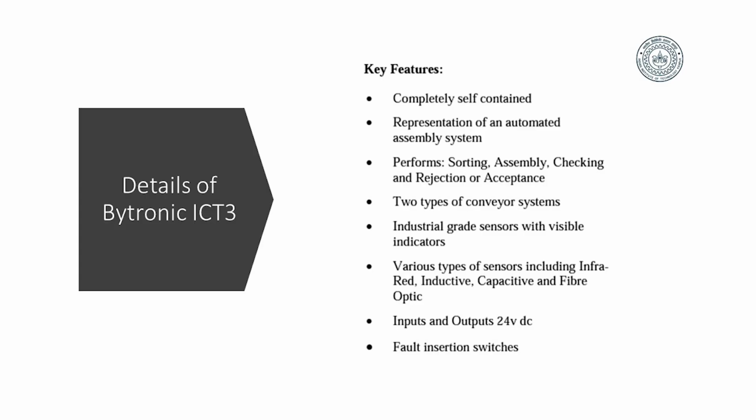So, we are using two types of conveyor systems. One is the belt that is taking the things up, and the other is the bed on which everything that is assembled is moving. We are using industrial grade sensors with visible indicators. So, there are lights that glow and tell you whether it is on or not, and then again they light up green or red based on whether there is a proper assembly or not.